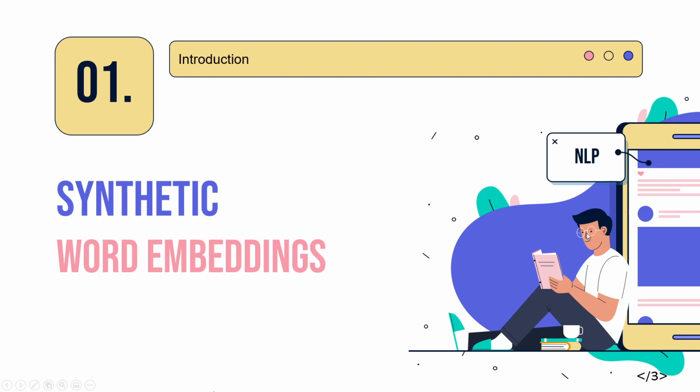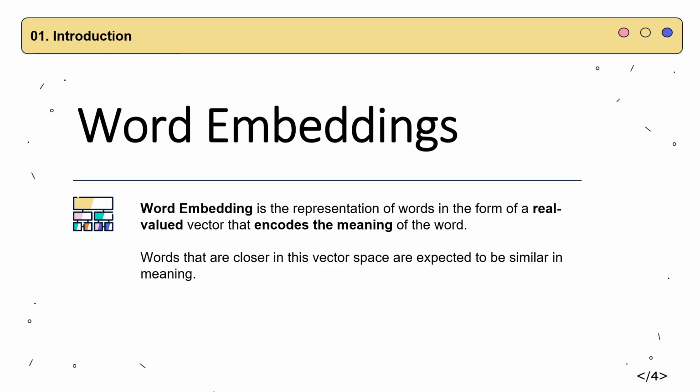So, synthetic word embeddings. In order to understand, we must first recap what a word embedding is. A word embedding is a representation of words in the form of a real-valued vector that encodes the meaning of the word. Words that are closer in this vector space are expected to be similar in meaning.